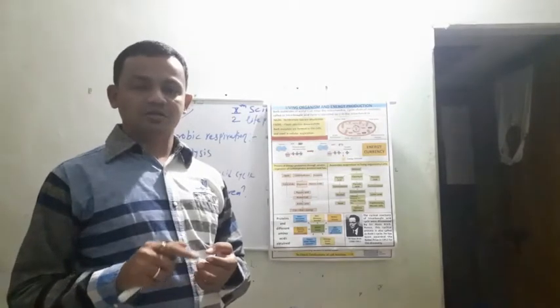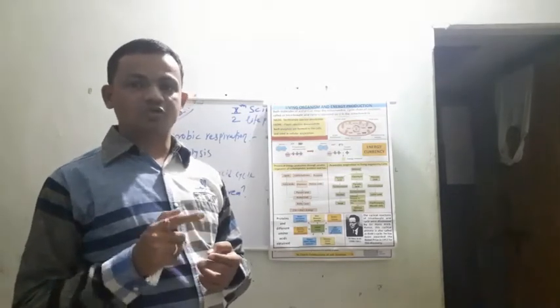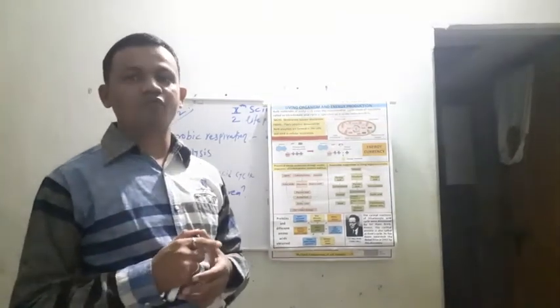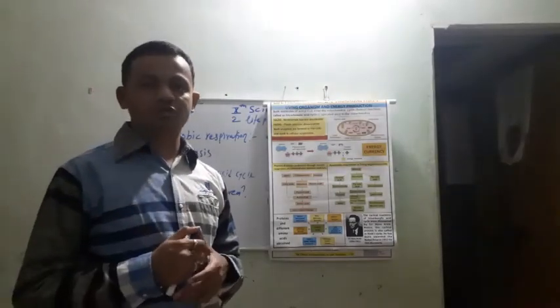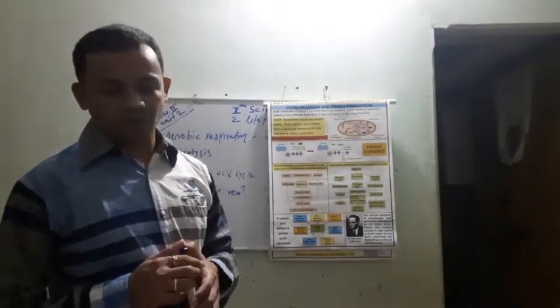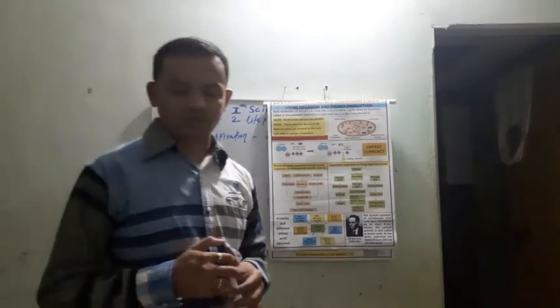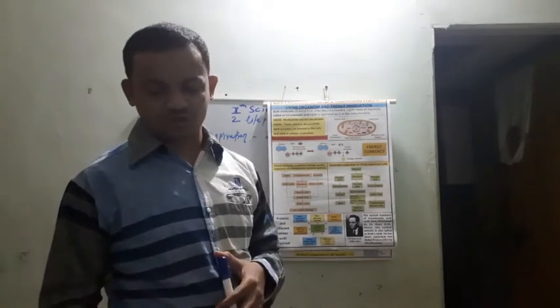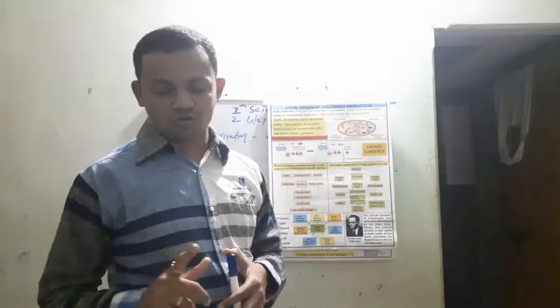And then inside the cell there is oxidation of nutrients and formation of energy. So we have seen that respiration takes place at two levels, that is body level and cellular respiration. Also we have seen the concept of cellular respiration, that is oxidation of nutrients inside the cell with or without oxygen is called cellular respiration.